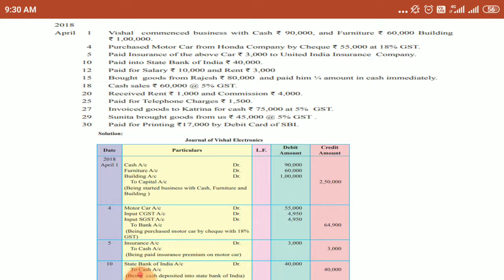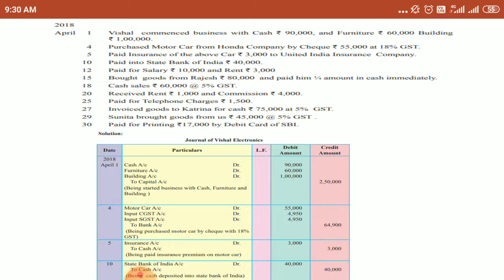Then next on April 27 invoice goods to Katrina for rupees 75,000 at 5% GST. Invoiced means we have sold the goods, remember, invoice means sales. So we have sold goods, so it is output CGST, output SGST. On 75,000 we have to calculate 5% GST. So it comes to 1,875 for both, that is SGST and CGST, and it will be output GST. When it is sales it is output GST.